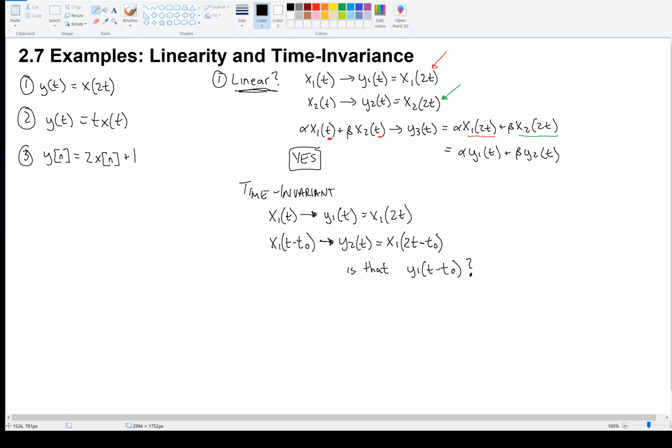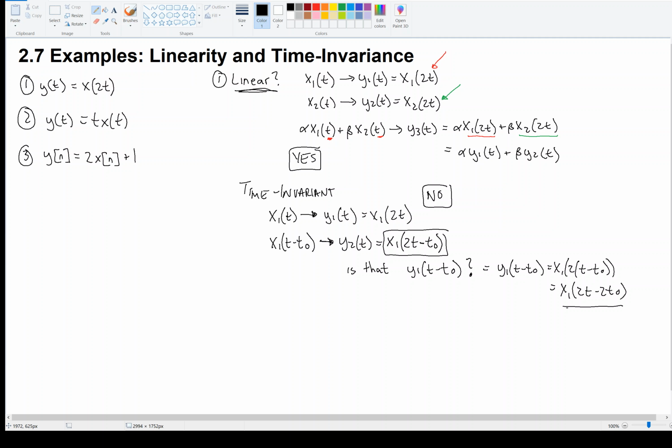Well, if I replace t with t minus t0, so y1 of t minus t0 is x1 of 2 times t minus t0, right? Replace t with t minus t0. This is x1 of 2t minus 2t0. So is that what we got? No. So we conclude that this is not time invariant.